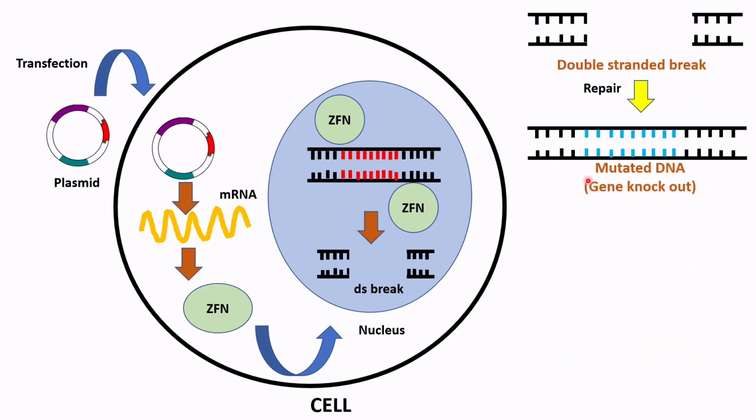Cells try to repair that cleavage, but the process is very error-prone. Hence, it introduces mutations that disable the gene. This makes the gene inoperative, which results in gene knockout.